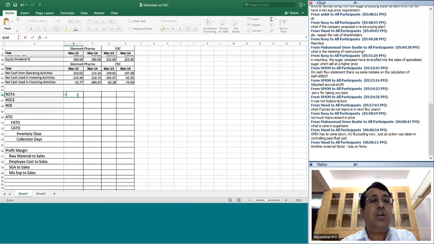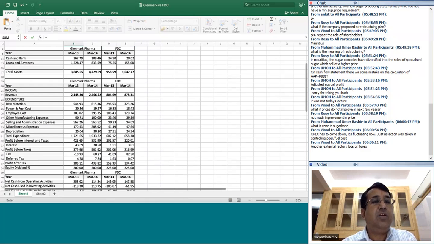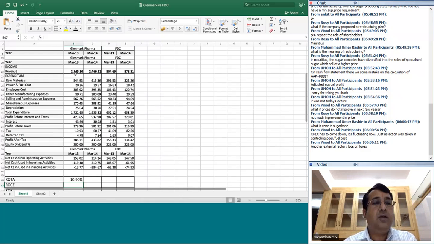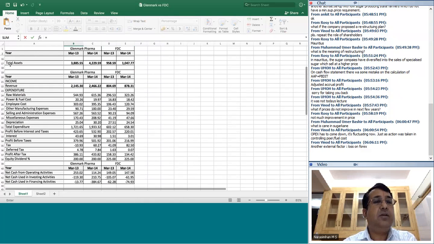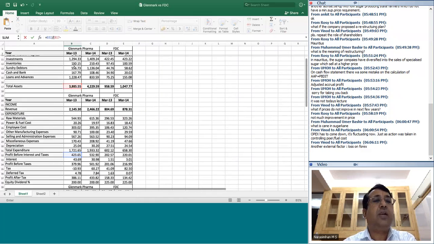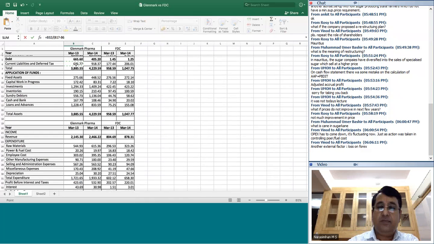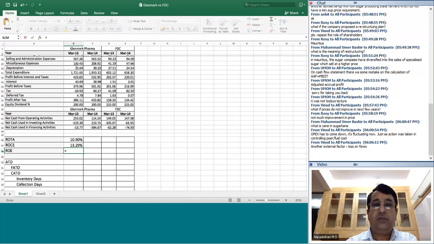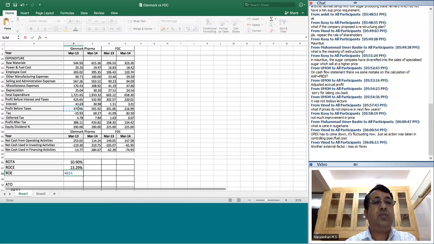Return on total asset, let's say. We know that it is PBIT divided by total asset. Return on capital employed, PBIT divided by total assets minus current liabilities. Return on equity, pre-tax, profit before tax divided by shareholders' fund.